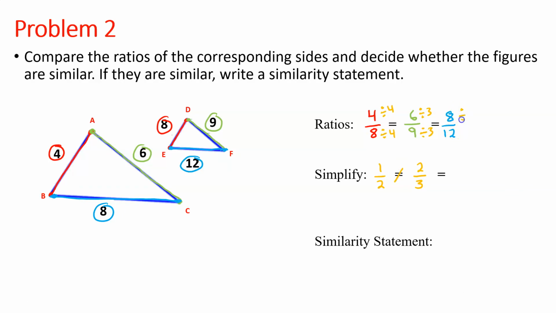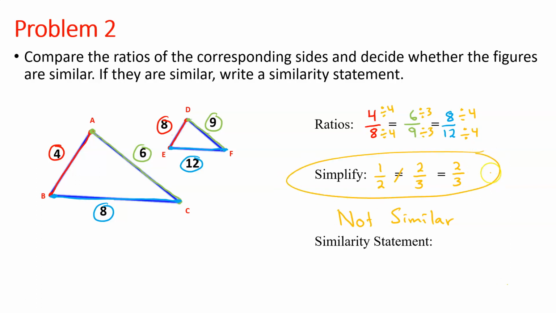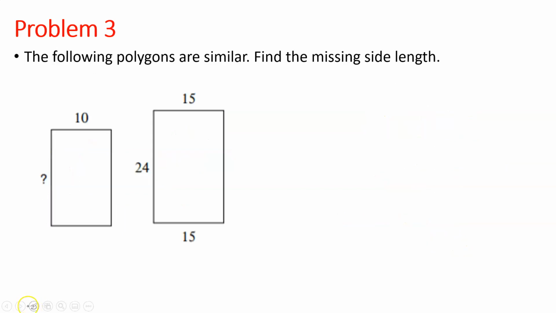8 and 12, I can simplify by 4, my best bet. 8 divided by 4 is 2, 12 divided by 4 is 3. So even though the last two do equal 2 over 3 equals 2 over 3, that 1/2 is what's throwing us off. One of these sides is scaled slightly differently. So no, these are not similar, and that's how we proved it. There's no need to write a similarity statement. We can just say NA, does not apply. They are not similar.